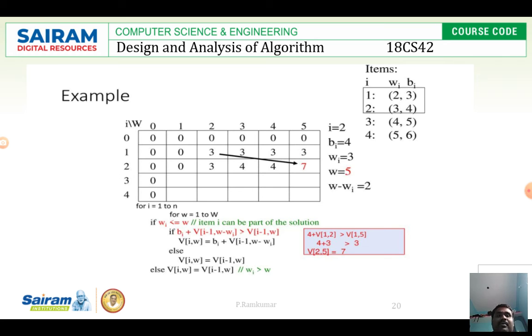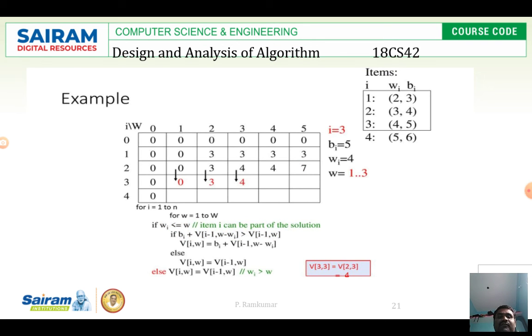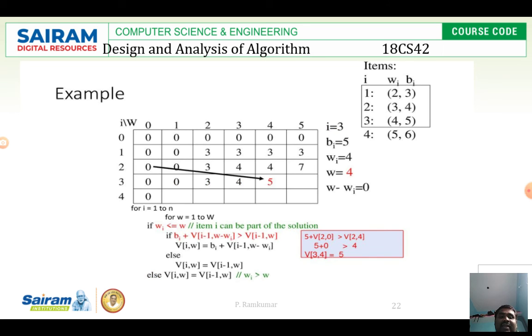Next I am going to consider the third object. In third object weight is 4. So in 3 comma 4 I will write 5. Before that, I will choose the previous row's value. So accordingly 0, 3, 4 I have taken. Next 3 comma 4 I will write 5.